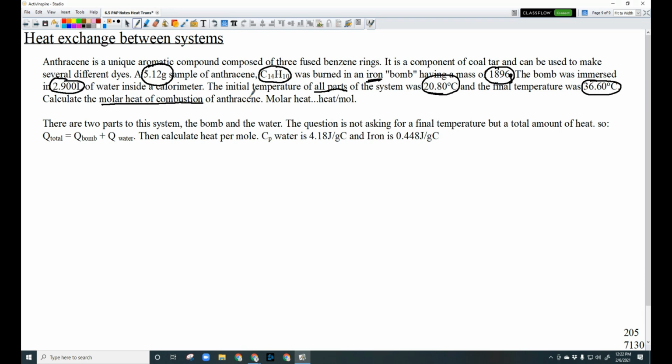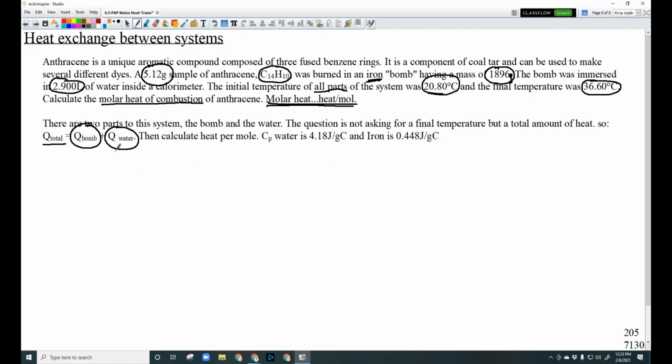Okay, so we're calculating a total heat of combustion. So this is going to be total heat. So we're going to get the heat of the bomb and the heat of the water, and we're going to add those together. We're not trying to find a total final temperature, okay? We're just taking, here's the heat of the bomb, here's the heat of the water, get a total heat of combustion. It says molar heat, which is moles, heat per mole. Molar heat, heat per mole, okay?